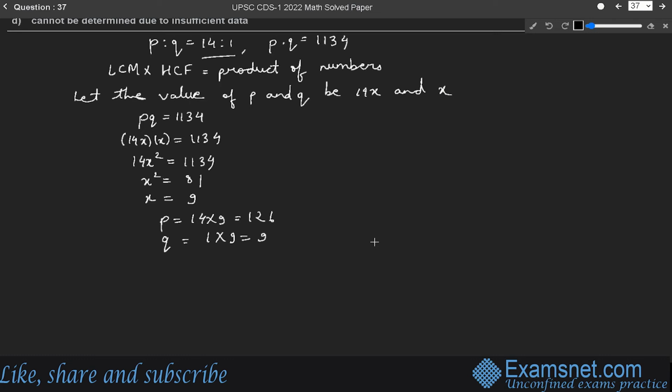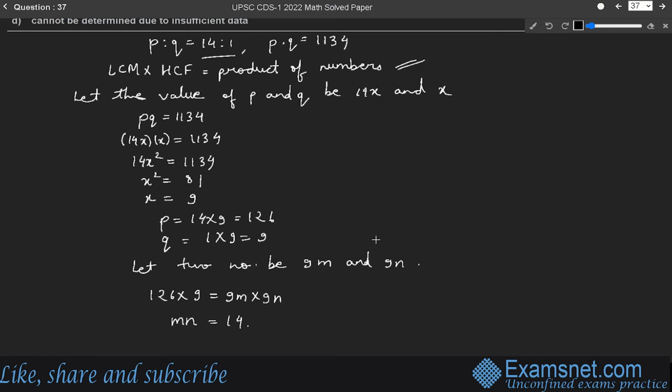Since P and Q are the LCM and HCF of two numbers, we can let the two numbers be 9m and 9n, since 9 is the HCF of the two numbers. Now according to the formula, LCM into HCF is equal to the product of numbers, we can write that 126 into 9 is equal to 9m into 9n. So the value of mn will be 14.